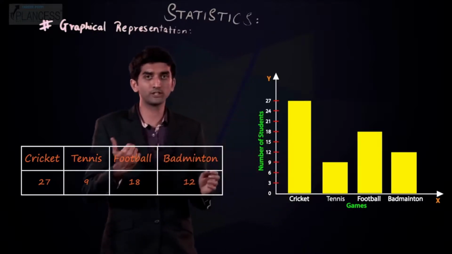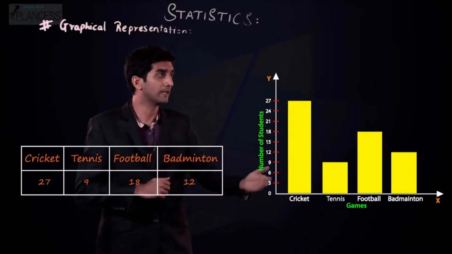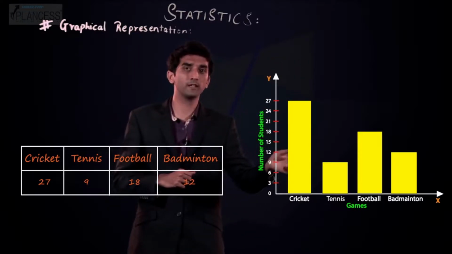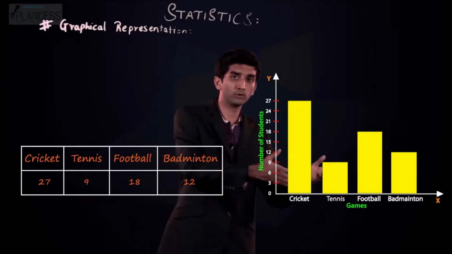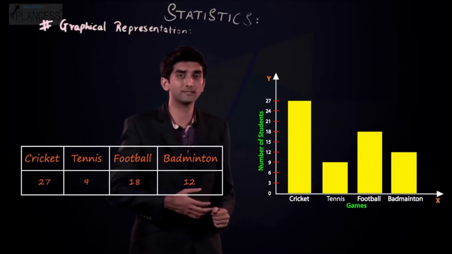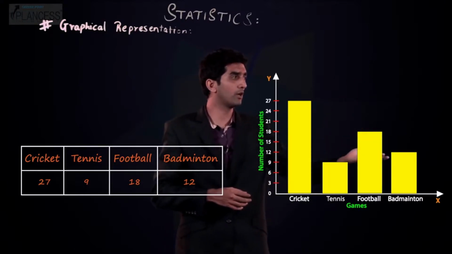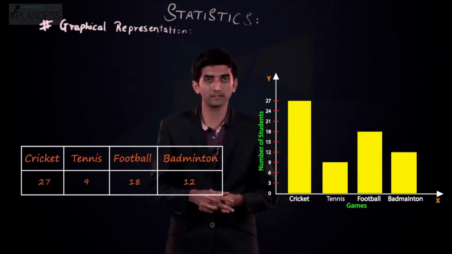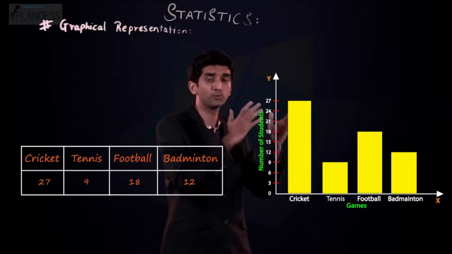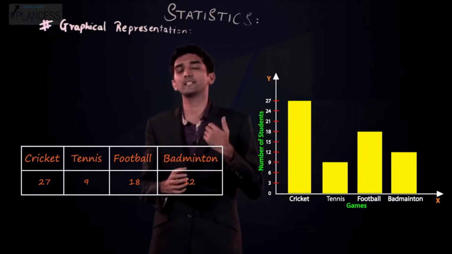The first sport, which is cricket, has 27 students. So here it goes, the first building, the first rectangle, it will go up to a height of 27 on the y-axis, and it has a suitable width here. This width has to be common. Moving to the next sport, which is tennis, tennis has 9 students. So let's raise this building out here, the second one. The height represents the number of students. Likewise, we have football and badminton with 18 and 12 students respectively. As you can see, we have created 4 rectangles with equal width and with equal gap in between them, and the heights represent the number of students.